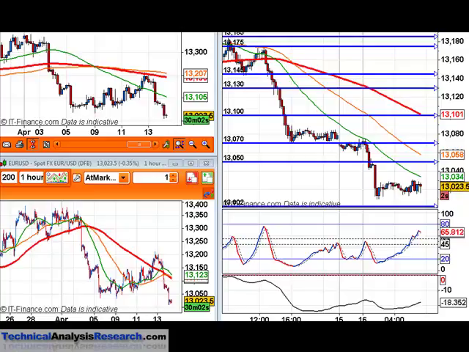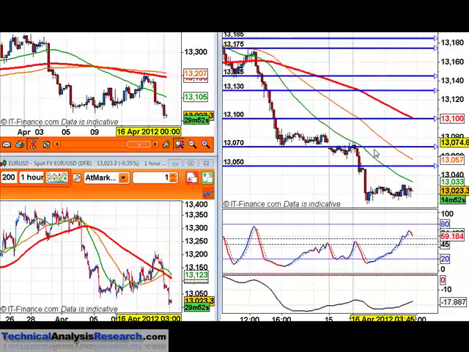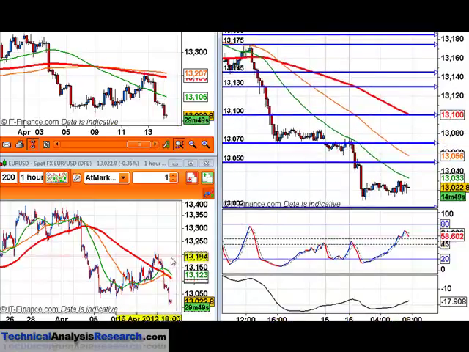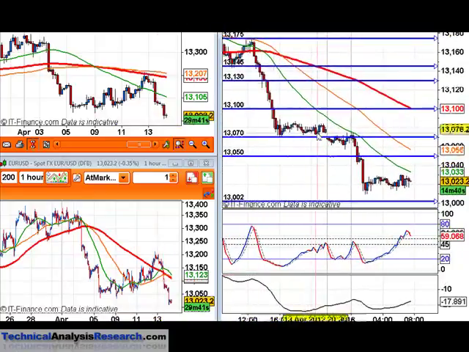So we're looking at the euro dollar here. Basically, what we're looking at is the 4-hour, the 1-hour, and the 15-minute chart, just to get an overview of the market. And since my update on Friday, prices have continued on down as expected.